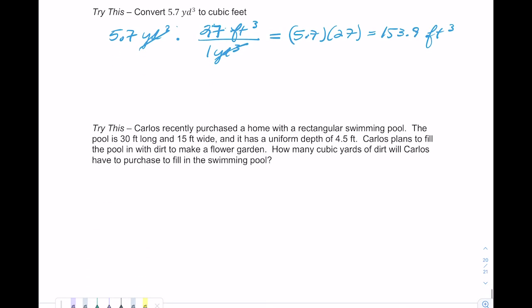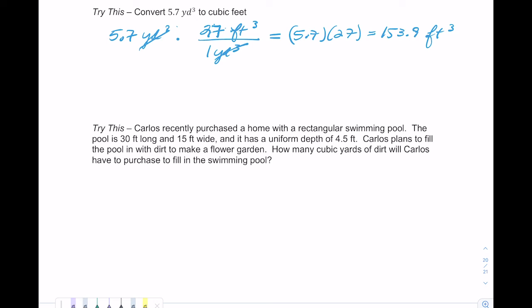Okay, feel free to pause the video for the next problem as well. Read through the problem and use our problem-solving strategies that we've been discussing to answer the question. Carlos recently purchased a home with a rectangular swimming pool. The pool is 30 feet long and 15 feet wide, and it has a uniform depth of 4.5 feet. Carlos plans to fill the pool in with dirt to make a flower garden. How many cubic yards of dirt will Carlos have to purchase to fill in the swimming pool?